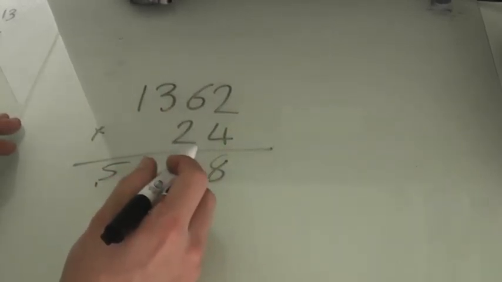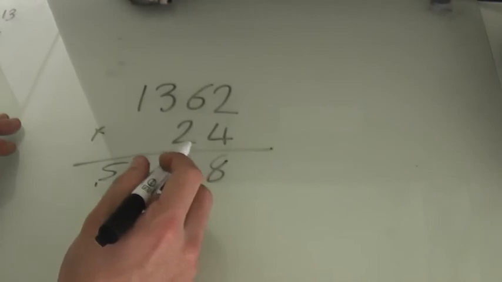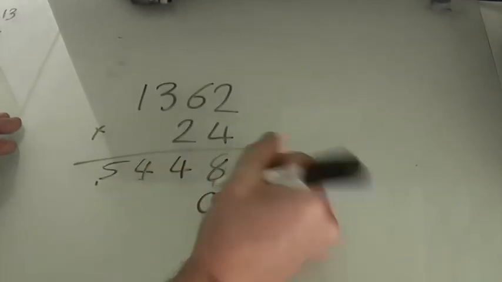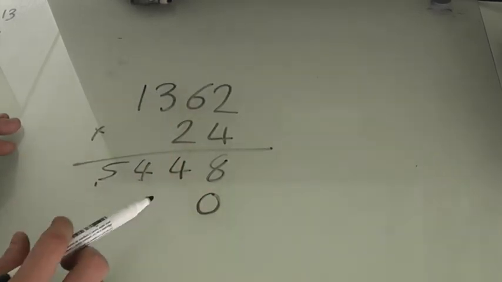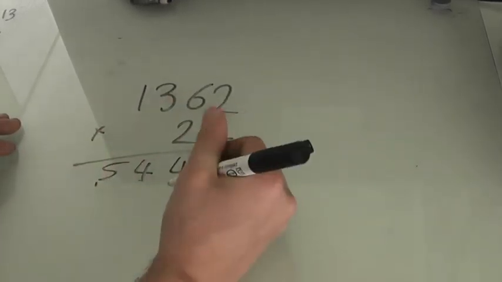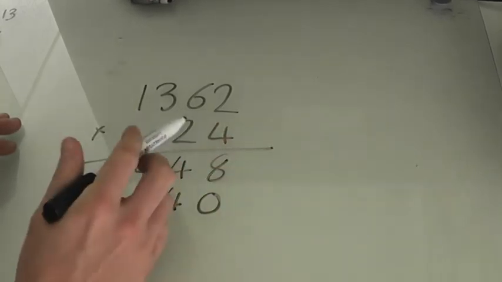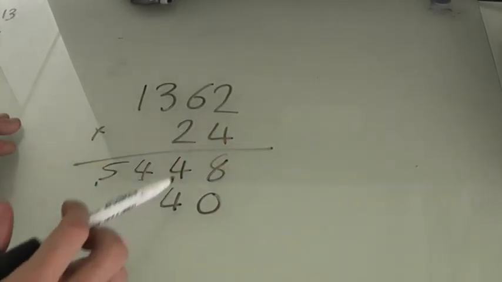It's not just times by 2, it's times by 20. An easy way you can do this is just put your 0 straight there. So now you're just timesing it by 2, because you've already times it by 10. So 2 times 2 is 4. Notice it's a column upwards because it's times by 10.